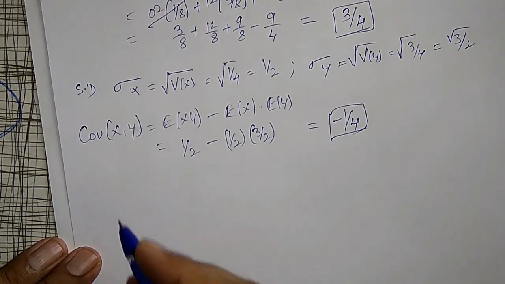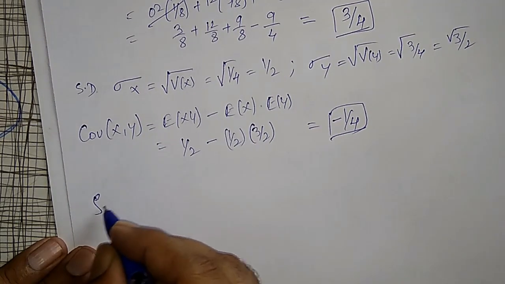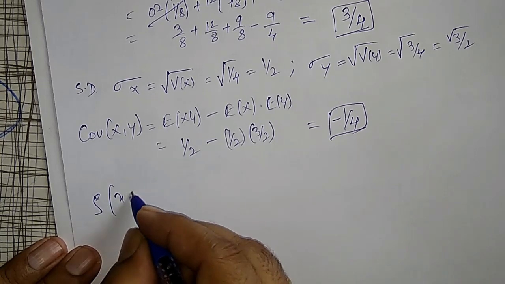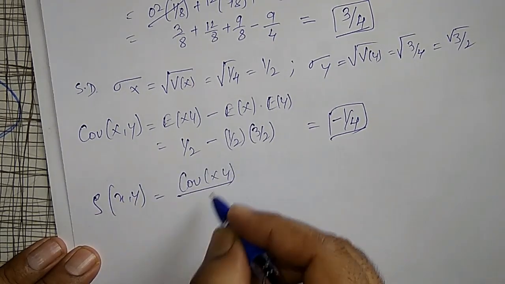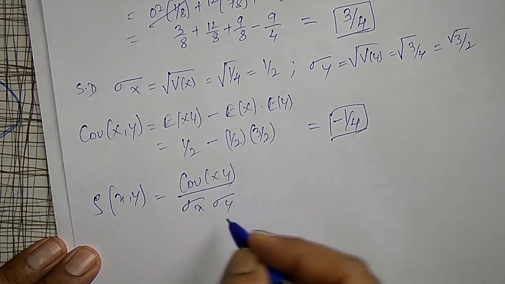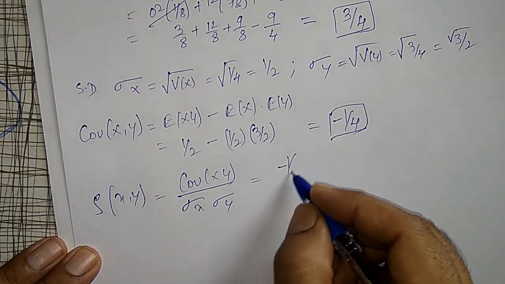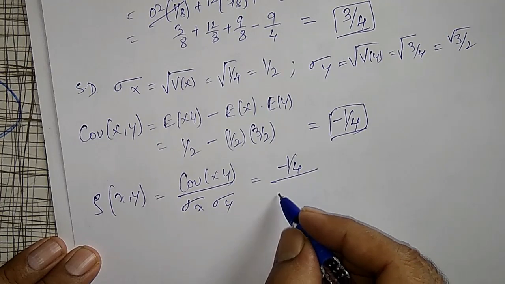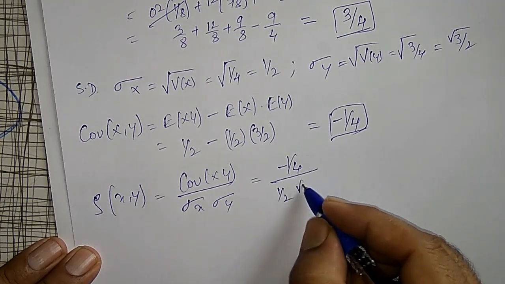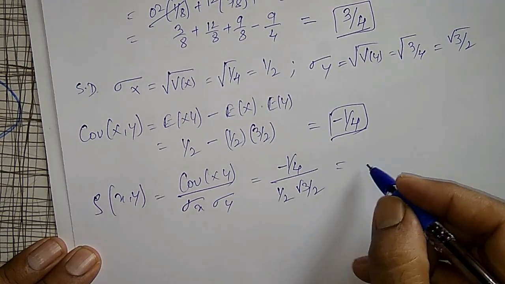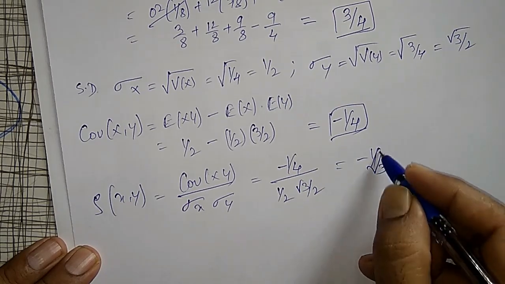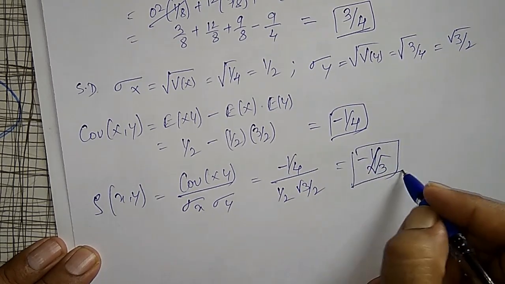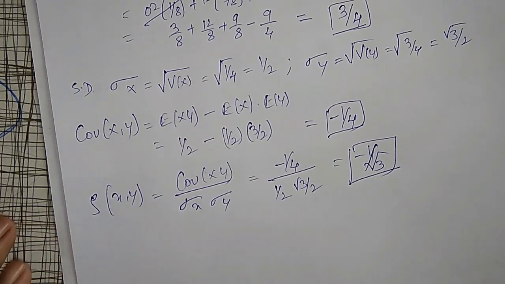Therefore, correlation rho of xy is equal to covariance of xy divided by sigma x into sigma y. That is minus 1 by 4 divided by 1 by 2 into root 3 by 2. 4 cancels, that is minus 1 by root 3, the correlation between x and y.